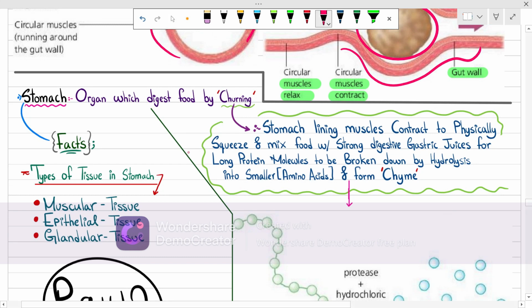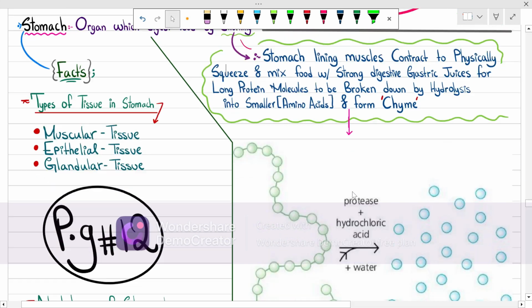Stomach. The stomach is the organ which digests food by churning. Churning is when the stomach lining muscles contract physically and squeeze. This mixes the food with strong digestive gastric juices, usually the HCl present inside the stomach, where long protein molecules are broken down by hydrolysis into smaller amino acids and they form a liquid known as chyme.